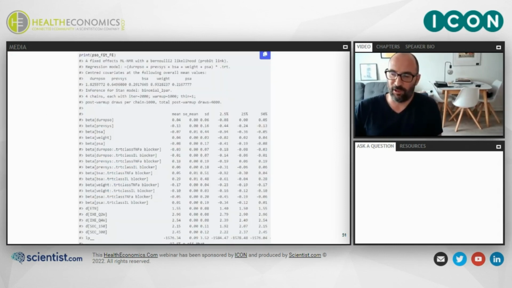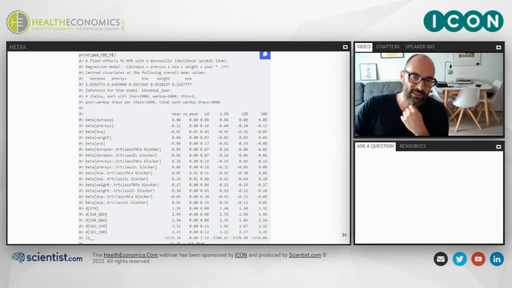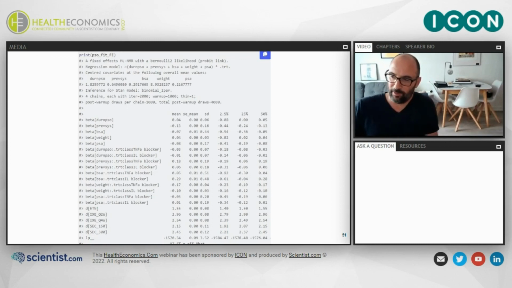And here's just an example of some of the output. Points of note here, as you can see, the posterior distributions for the different coefficients, the prognostic and the event modifier, and you can also see the relative effects here.